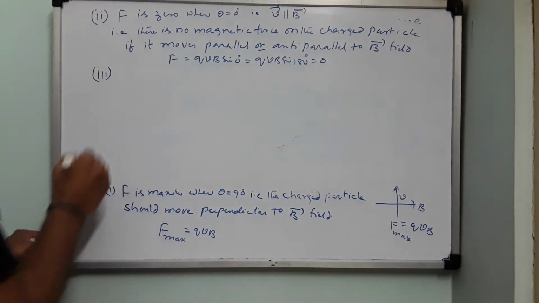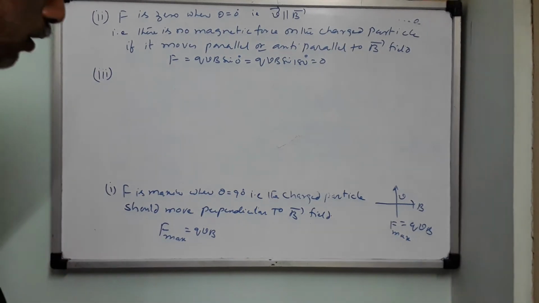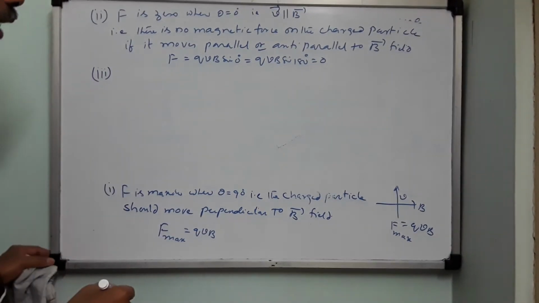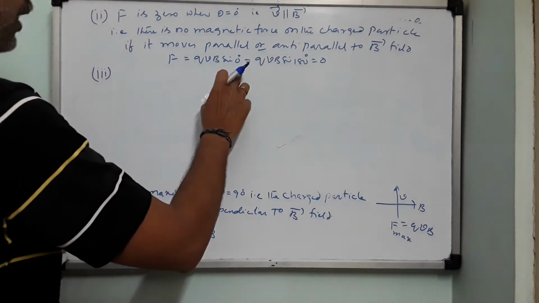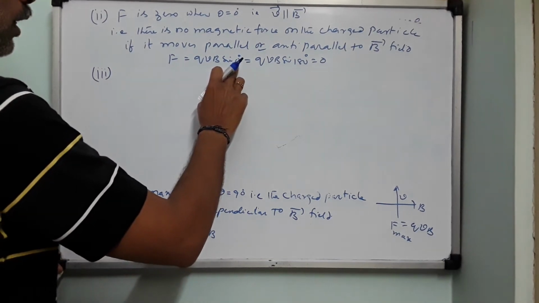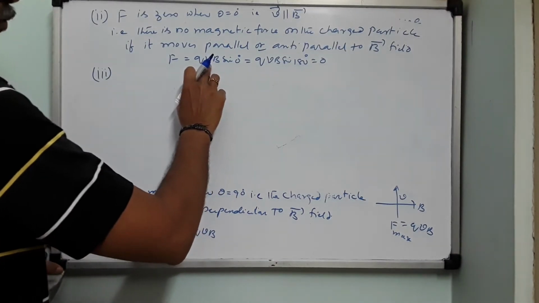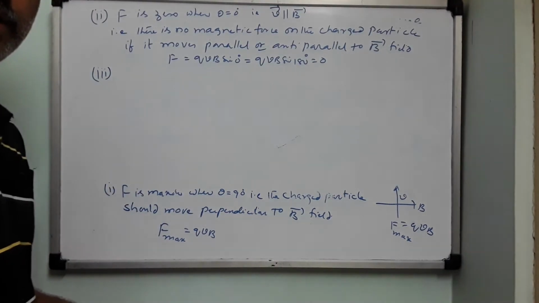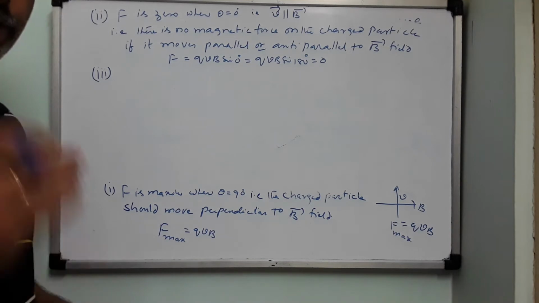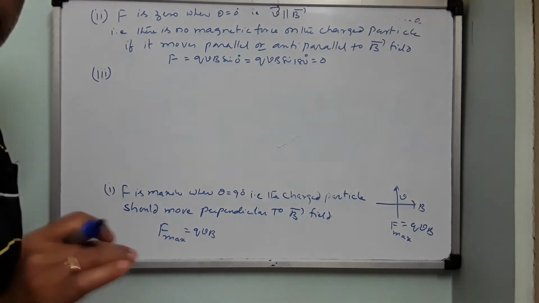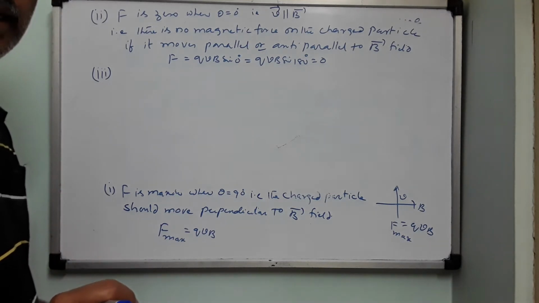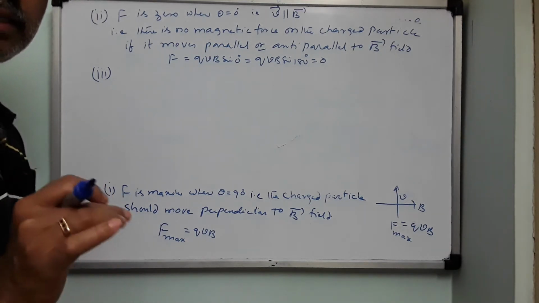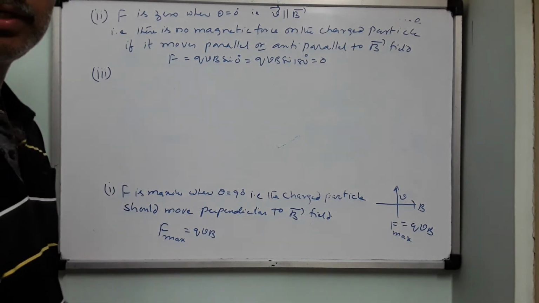So can you guess what is the other possibility for the force to become 0 from the equation QVB sin theta? From the equation QVB sin theta, now we will not make theta 0, rather we will make V 0. Making V 0 means what? Velocity of the particle is 0, particle is at rest. So if you place a charged particle at rest in the magnetic field, or a stationary charged particle in the magnetic field, it does not experience any force.